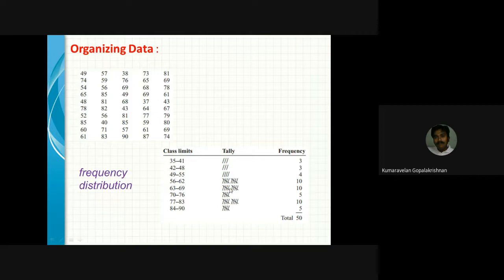After exhausting all these values, once the tallies are over, count the number of sticks in the tallies. That is 3, so put the frequency 3. Then 4, similarly 10, 10, 5, 10, 5. Ultimately the total is 50, as a simple check. This is called frequency distribution. Through it, I can organize the data by means of class limits. This can be done using statistics, once we are given a handful of data.